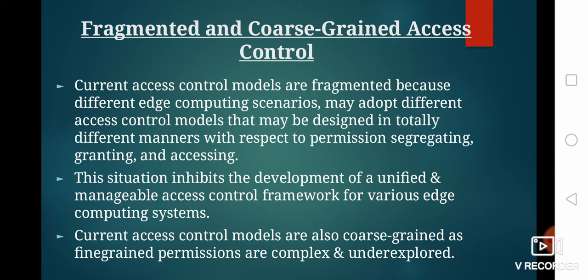And the next one, fragmented and coarse-grained access control. Current access control models are fragmented because different edge computing scenarios may adopt different access control models that may be designed in totally different manners with respect to permission, segregating, granting and accessing. This situation inhibits the development of a unified and manageable access control framework for various edge computing systems. Current access control models are also coarse-grained, as fine-grained permissions are complex and underexplored.